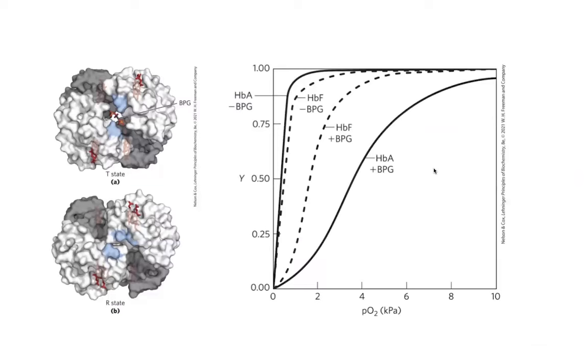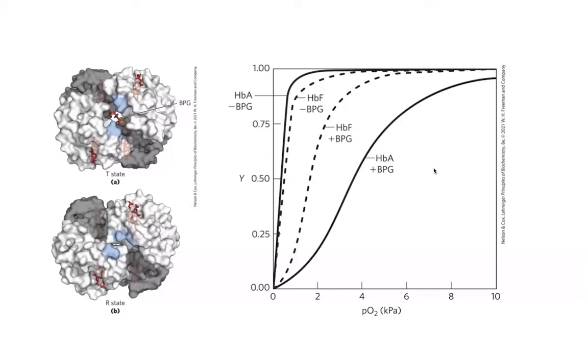One more cool thing about BPG before we finish is that we also have, as I mentioned before, fetal hemoglobin, which basically has gamma subunits instead of those beta subunits. And what this means is that it has different affinities for oxygen than the adult hemoglobin. Note that HbA is just the adult hemoglobin, and HbF is the fetal hemoglobin. So remember that the fetal hemoglobin is going to have those gamma subunits. And one of the reasons why it has these different affinities is because it actually has a different affinity for BPG.